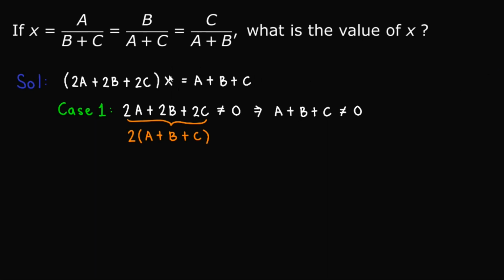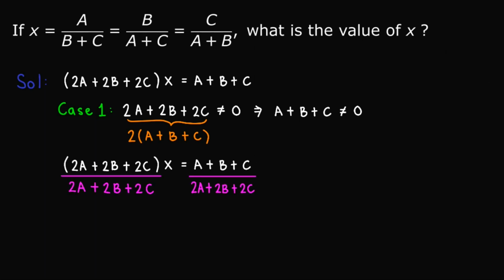So let's copy this one out here. There. And let's divide 2a plus 2b plus 2c both sides to isolate x. Again, we can do this now since we know that this out here is not equal to 0. So dividing this up, we'll cancel out on the left. And on the right side, we'll be left with a plus b plus c over 2a plus 2b plus 2c.